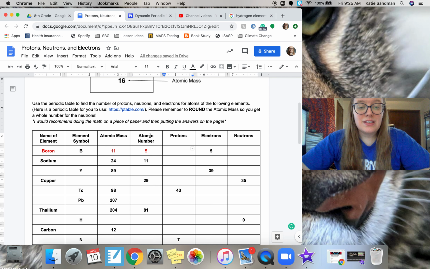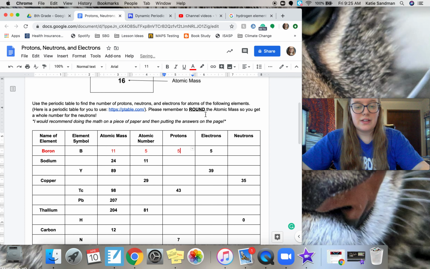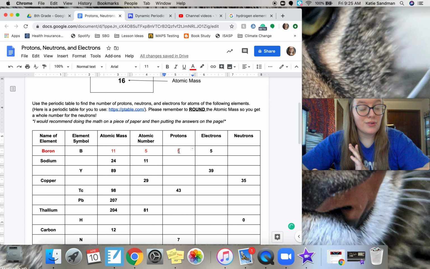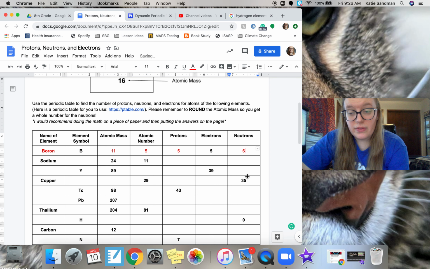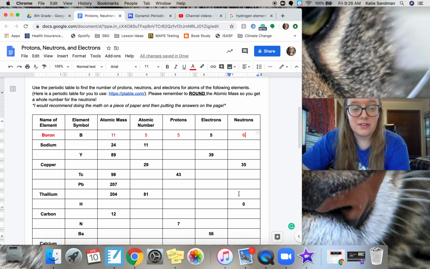So protons, remember we're going to look at our atomic number. So that'll be 5. Electrons is 5. Or I could have just looked at the number of electrons to determine my number of protons because it's going to be the same. And then my neutrons, I'm going to take the atomic mass minus the atomic number, and 11 minus 5 is 6. So that's basically what you're going to be doing for the rest of this worksheet.